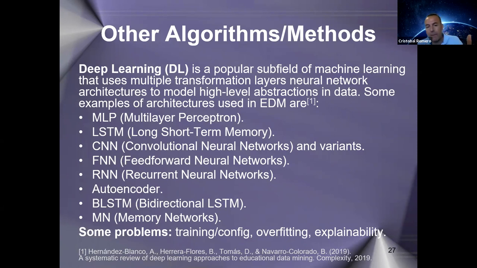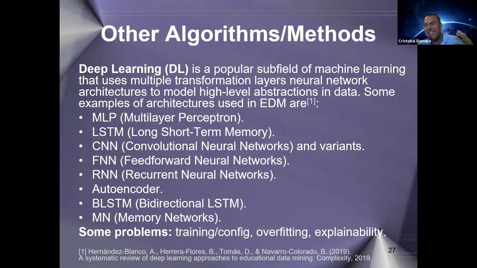For example, multi-layer perceptron, long short-term memory, convolutional neural network and some variants, feed-forward neural network, recurrent neural network, autoencoder, bidirectional long short-term memory, memory network, and every day new versions appear. So we can test with educational data. They also have some problems, of course. For example, the training.